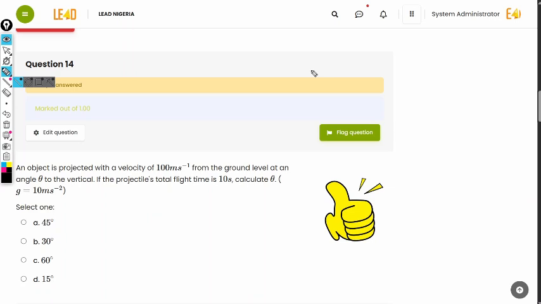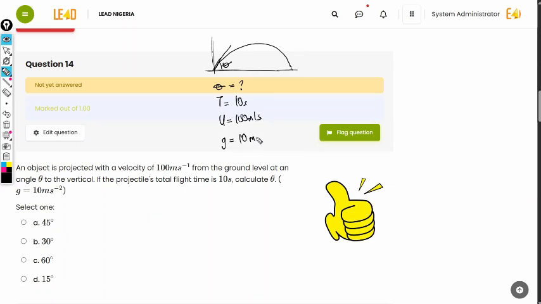Alright, so we are told that an object is projected, and the angle of projection is what we're asked to find, right? So we should look for theta, which is unknown. We're given the time of flight as 10 seconds. We're given the initial velocity as 100 meters per second, and we know gravity is 10 meters per second squared. We are asked to find the value for theta.